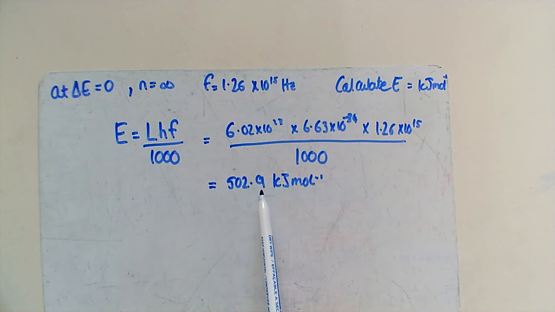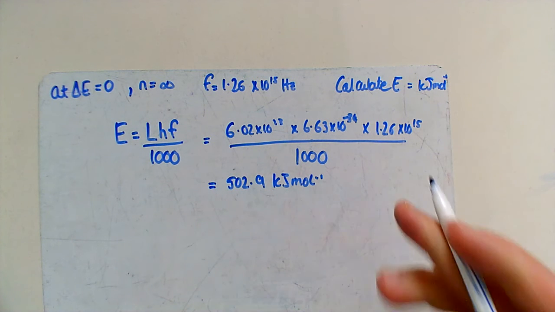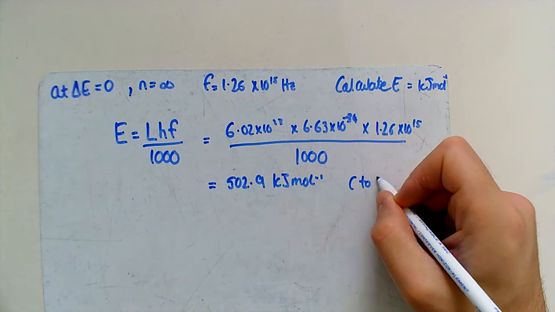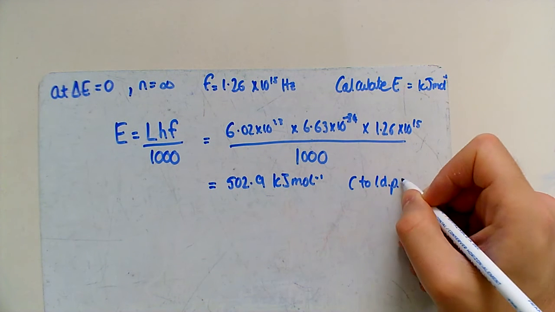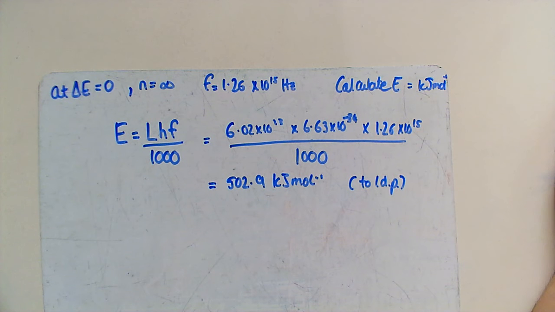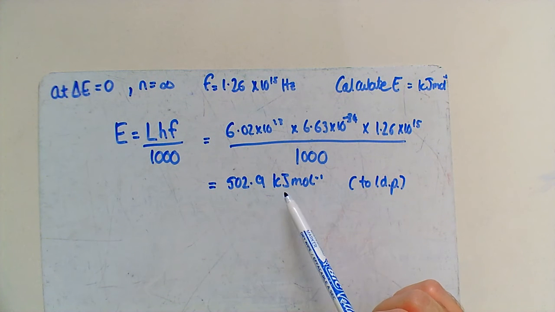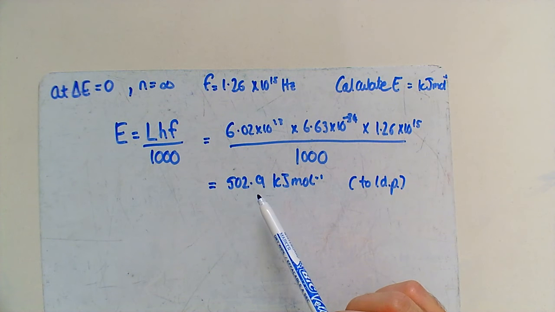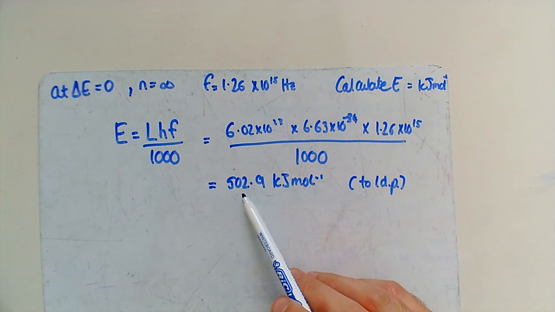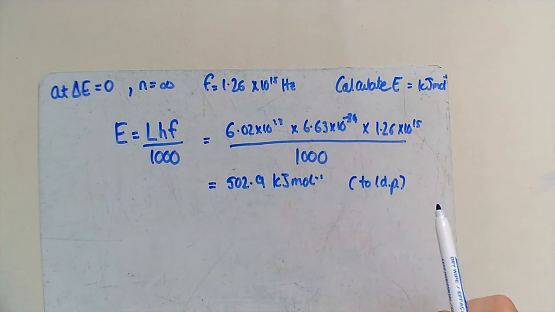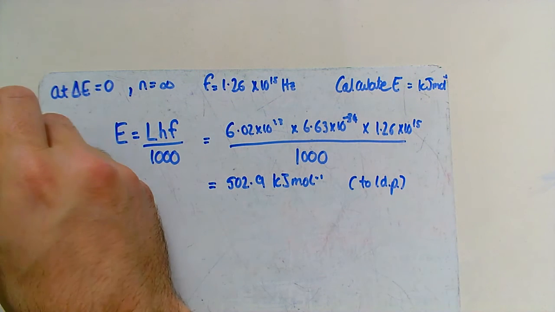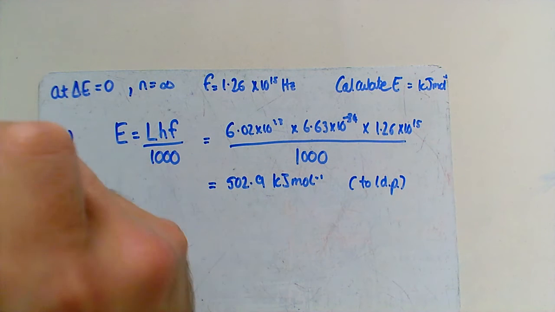I would always specify, if I'm doing any rounding, if I've rounded it to the nearest whole number, or I've rounded it to one decimal place, to say so. So I've done that to one decimal place. If the question doesn't say how many to round it to, usually kilojoules per mole are to the nearest whole number. So nearest whole number or one decimal place is usually good. So that was part C1.